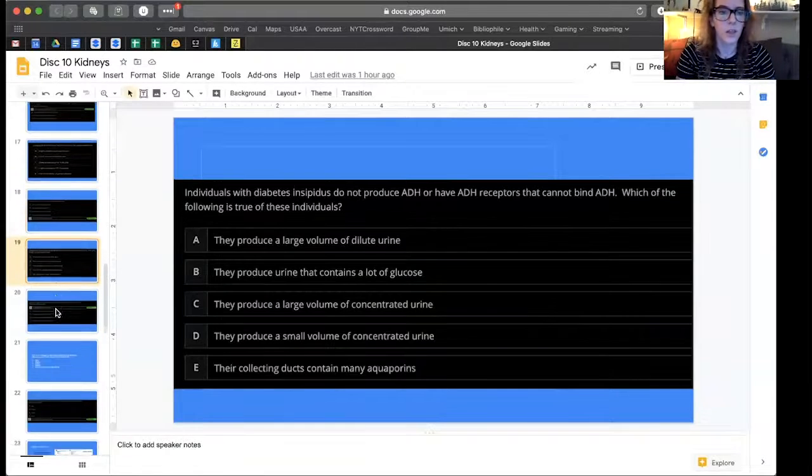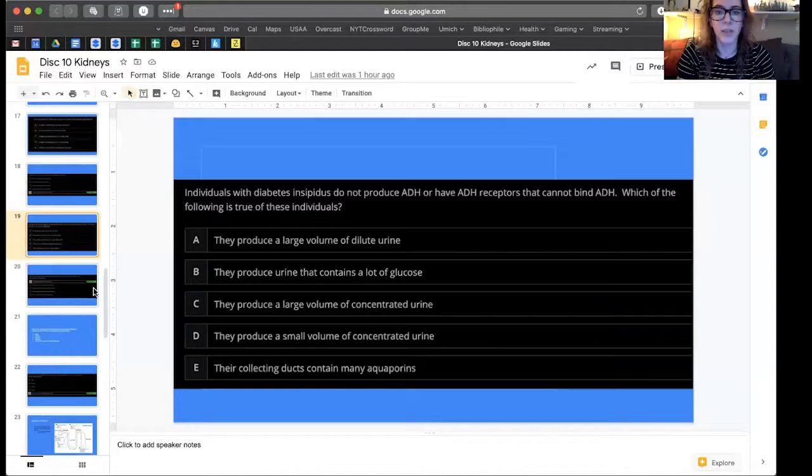Okay, individuals with diabetes insipidus do not produce ADH or have ADH receptors that cannot bind it. So which of the following is true? A, they produce a large volume of dilute urine. B, they produce urine that contains a lot of glucose. C, they produce a large volume of concentrated urine. D, they produce a small volume of concentrated urine. Or E, their collecting ducts contain many aquaporins. So again, I'll give you guys a second to pause.